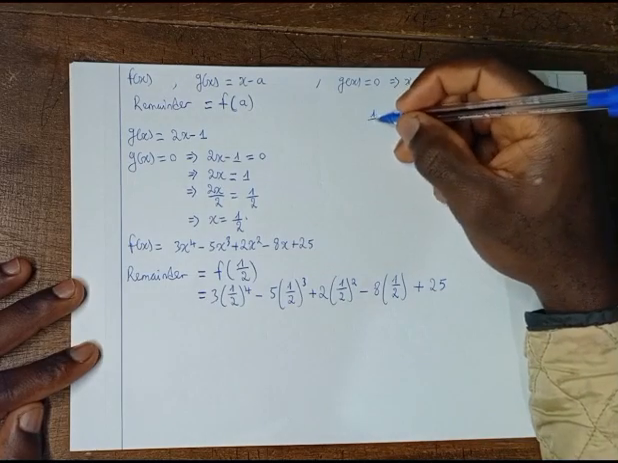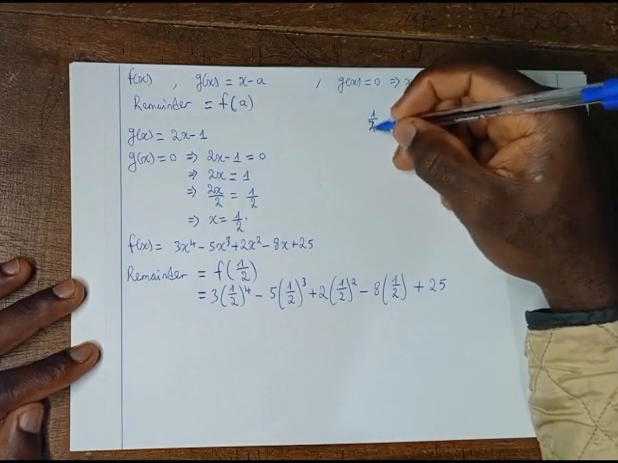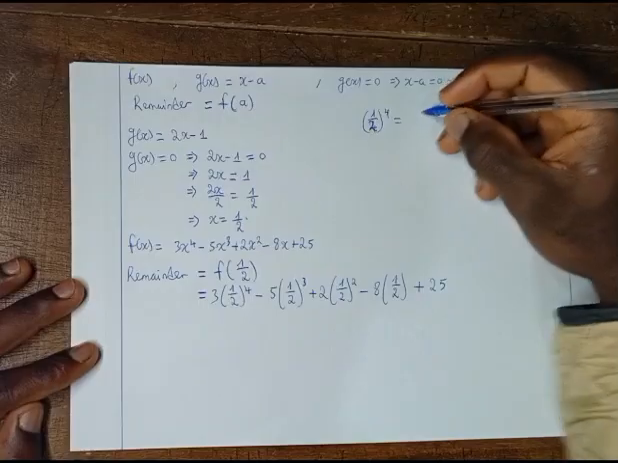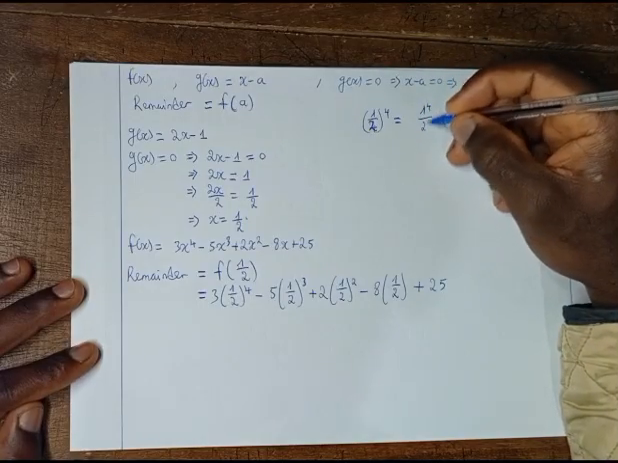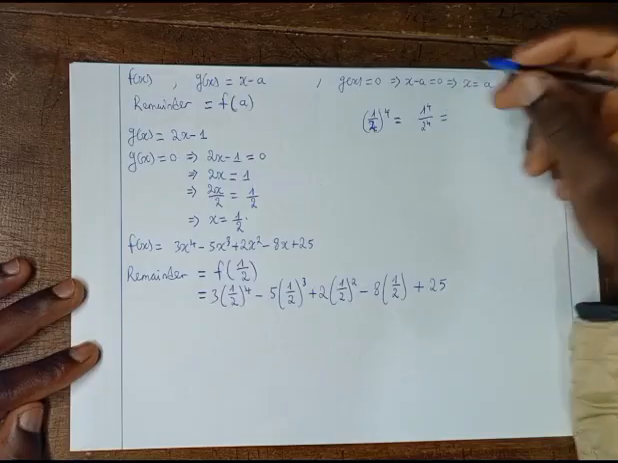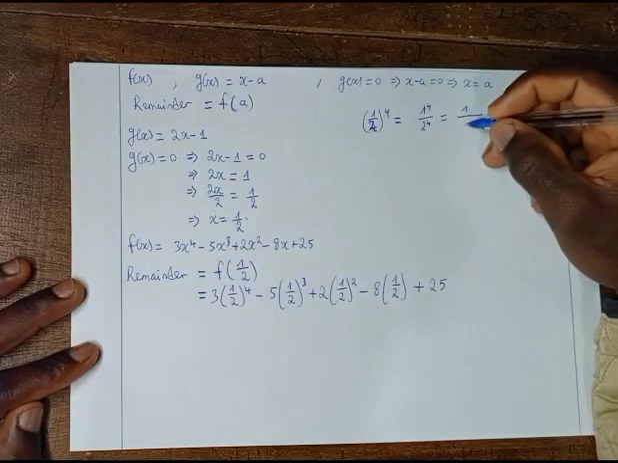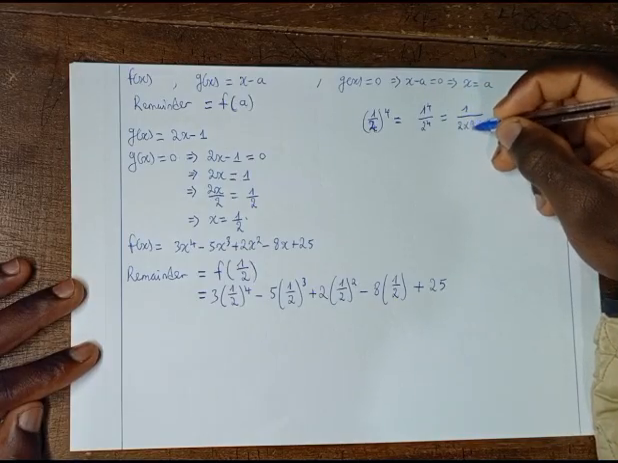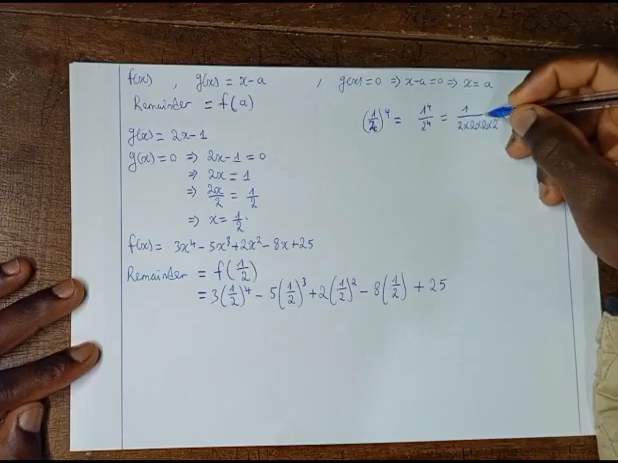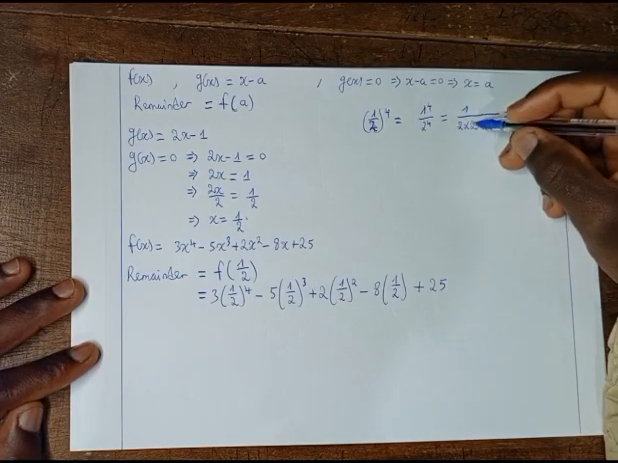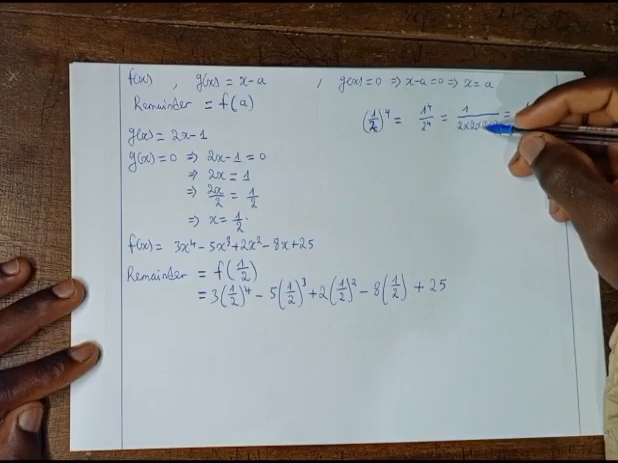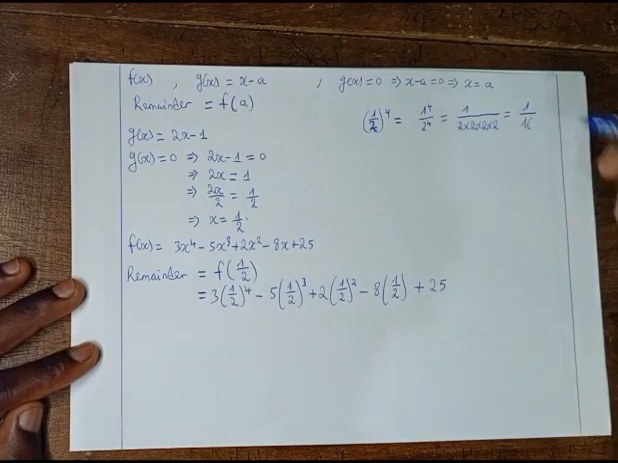If we take a half raised to the power 4, it's simply the same as 1 raised to the power 4 over 2 raised to the power 4. You know 1 raised to any power remains 1. 2 raised to the power 4 is simply 2 times 2 times 2 times 2. This will simply be equal to 1 over 2 times 2 gives us 4, times 2 gives us 8, times 2, 16.